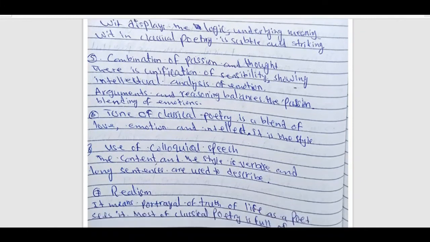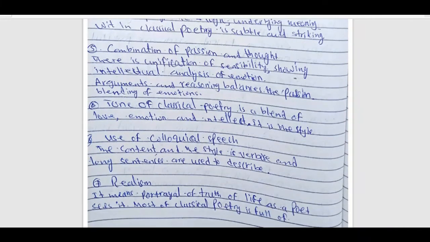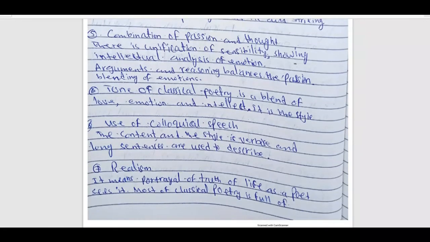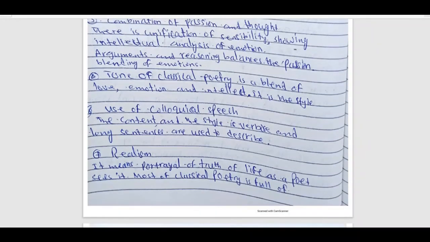And the next characteristic or feature is the combination of passion and thought. There is unification of sensibility, showing intellectual analysis of the emotion, where arguments and reasoning balance the passion, a blending of emotions. And the next characteristic is the tone of classical poetry, which is a blend of love, emotion, and intellect, and its style.